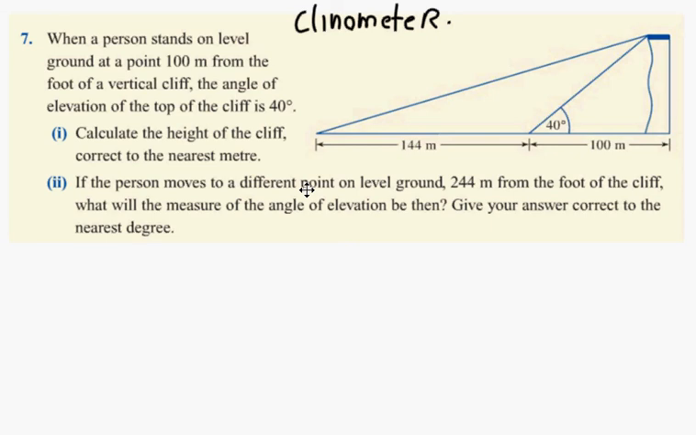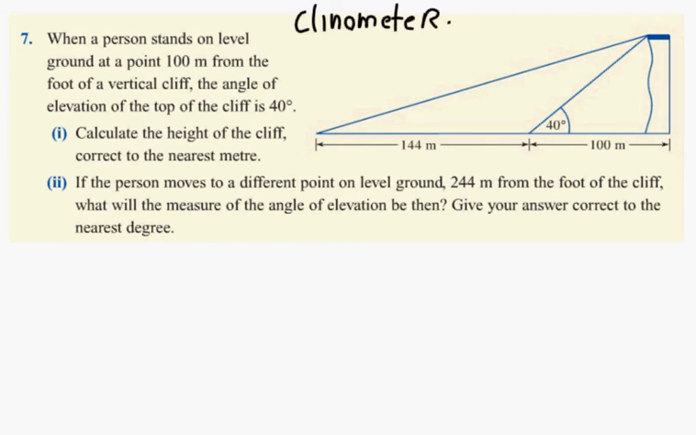So what I'm trying to get at here is that the closer you are to an object, if I was in here, I'd have to look even higher. If I'm all the way back here, it's a small angle. Does that make sense? Okay. Now, what it's asking me is to calculate the height of the cliff.